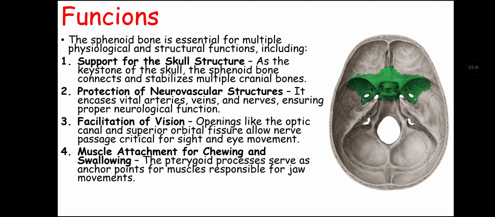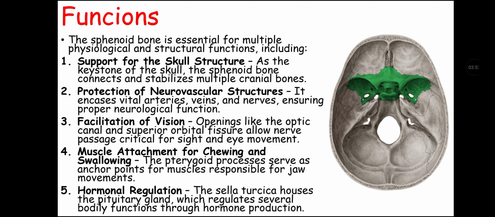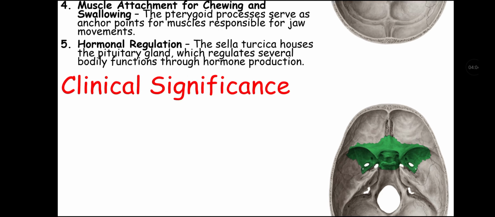The next function is muscle attachment for chewing and swallowing. The pterygoid processes of the sphenoid bone serve as the anchor point for muscles responsible for jaw movements. The next function is hormonal regulation, as the sella turcica is the portion of the sphenoid bone that houses the pituitary gland, which regulates several bodily functions through hormone production.